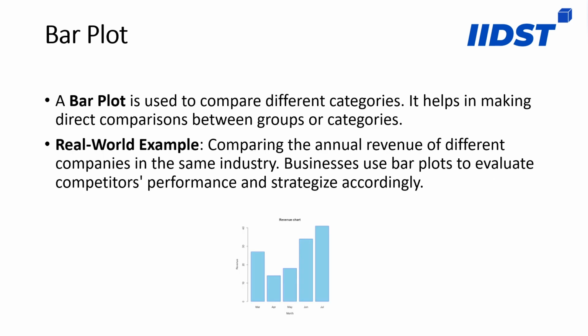Bar plot. A bar plot is used to compare different categories. It is useful for visualizing differences between groups. We use a bar plot to compare numerical values across different groups. We use it in business revenue analysis, product sales comparison, and survey results. For example, a company compares its revenue with competitors to assess market standing and identify growth opportunities.